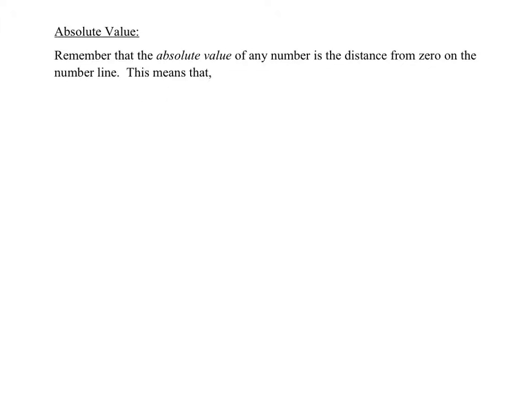So we're going to see more of that in this course. Where in the past you've done things like, the absolute value of negative 5 is just 5. Why is that? It's because the distance between negative 5 and 0, what is that distance?